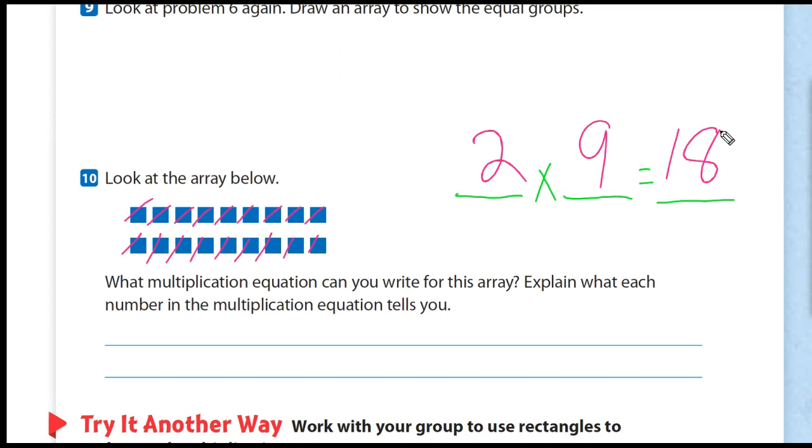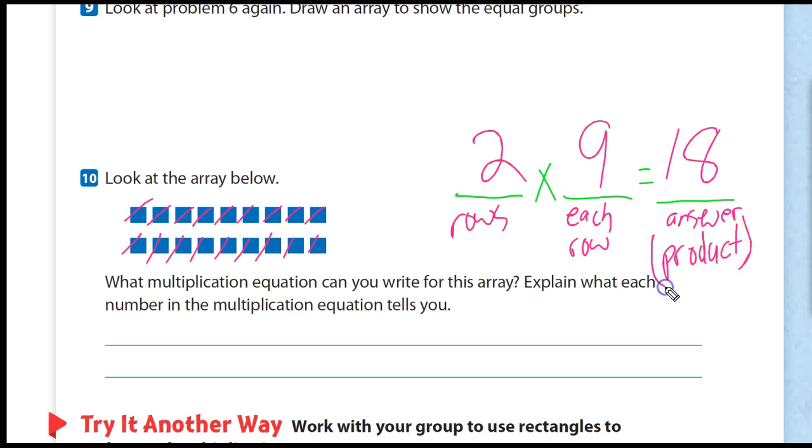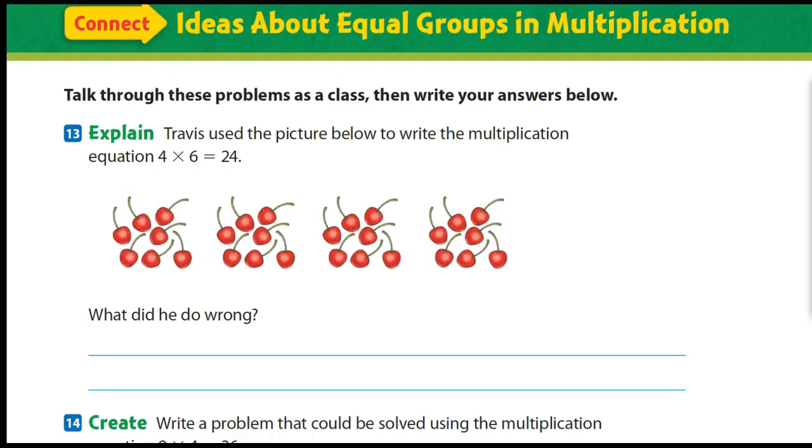So the first number tells me how many rows. The second number tells me how many in each row. And the last number, which is the product, tells me the answer. Product is the name for an answer to a multiplication equation. So talk through these problems as a class. We're going to chit chat, right? Then write your answers below.